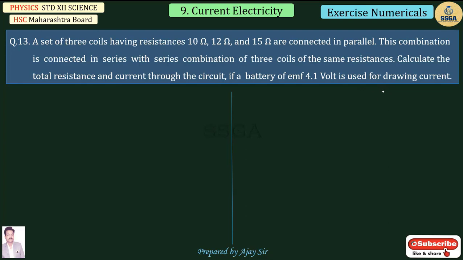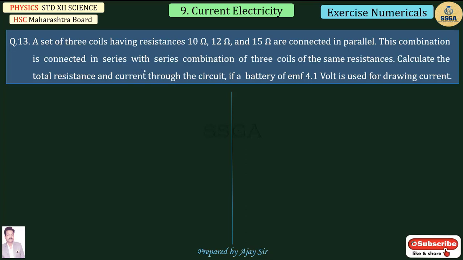Now here in this case, there are 3 resistors connected in parallel. Suppose these are the 3 resistors R1, R2, R3, connected in parallel. This parallel combination is again connected in series with 3 resistors of the same resistance. Then you have to find the total resistance.